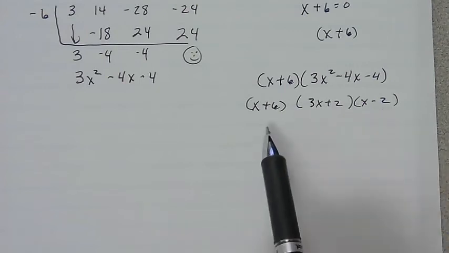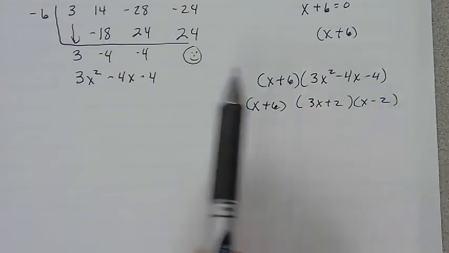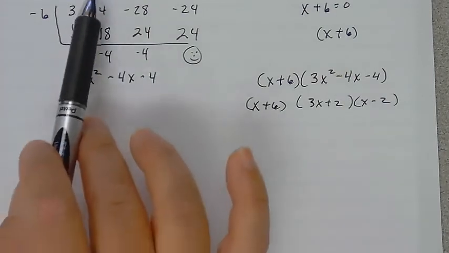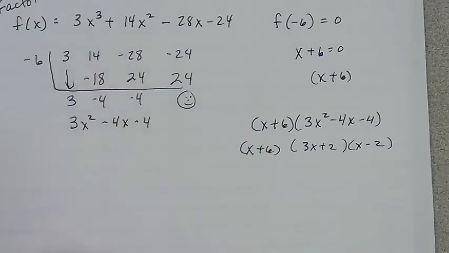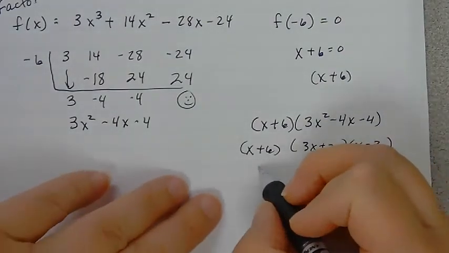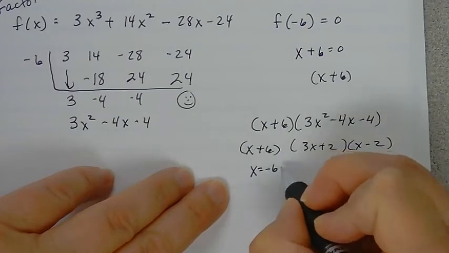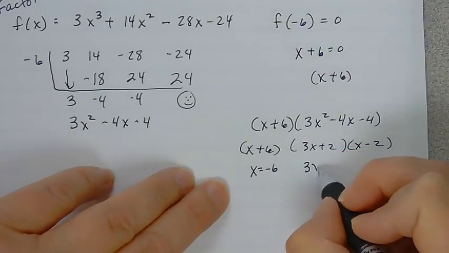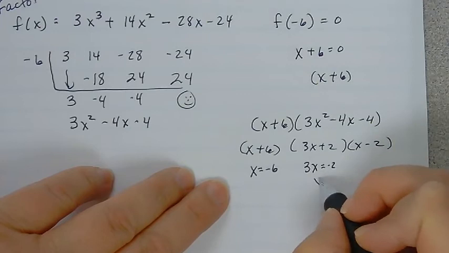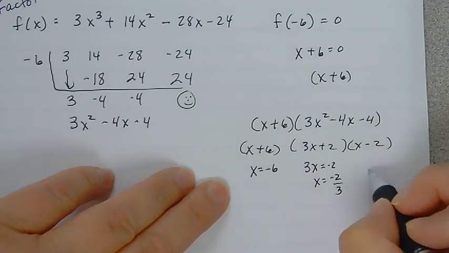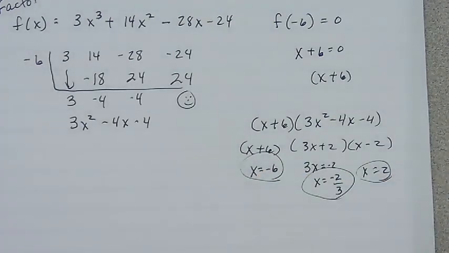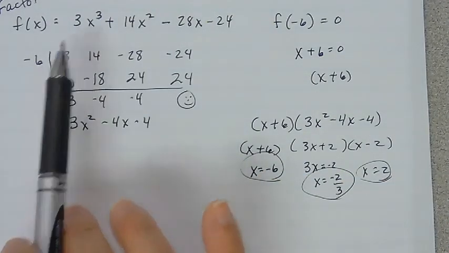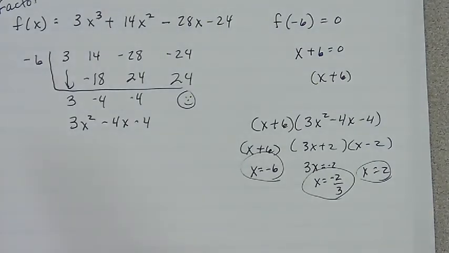So really, I have 3 factors, and I should have 3 zeros because it was an x to the third problem to start with. And if you start with x to the third, you'll have 3 zeros. Let's see if we can find those. x could be negative 6. 3x equals negative 2, so x equals negative 2/3 would be a zero. And x equals 2 would be a zero. So this one has 3 zeros. It's an x to the third problem, and so that means it would cross the x-axis at 3 places.